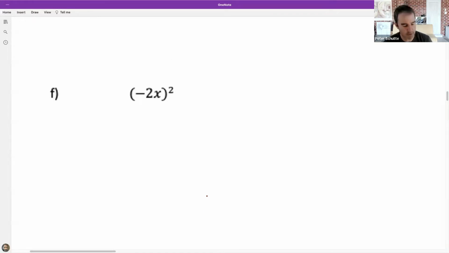Then try using everything you've learned in this lesson so far. What is minus 2x in brackets squared going to equal? So coming back to that question that was asked earlier, it's like, am I adding? Am I multiplying? What's happening? That's an important thing to think about.